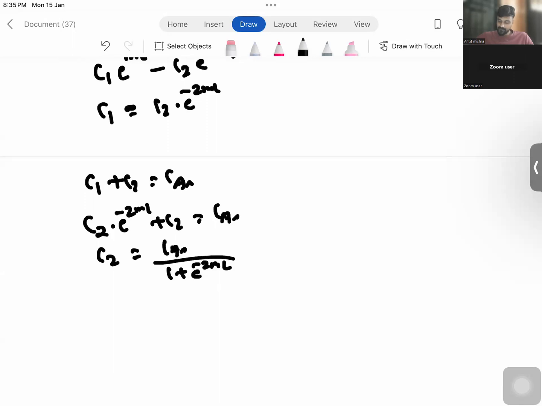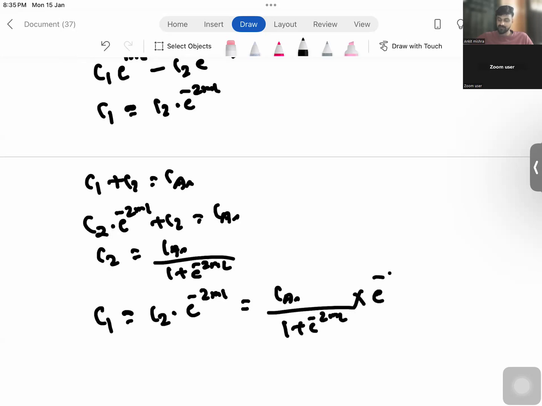Now, from C2, you can get the value of C1. So C1 equals C2 times e to the power minus 2ml. That is equal to CAS divided by 1 plus e to the power minus 2ml, multiplied with e to the power minus 2ml. Is it clear? So you have got the value of C1, you have got the value of C2.